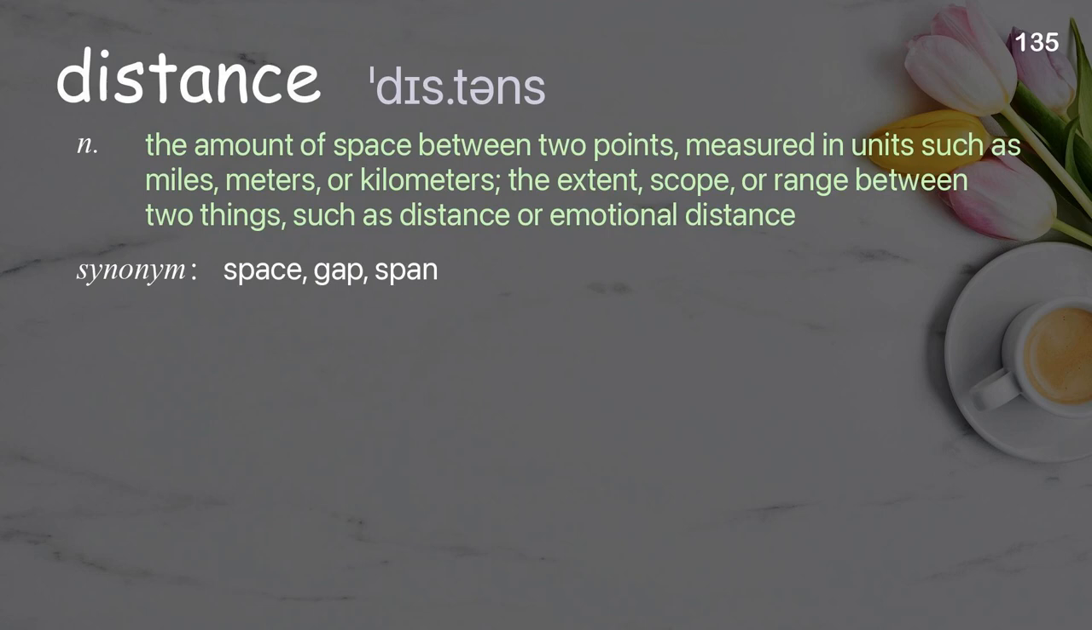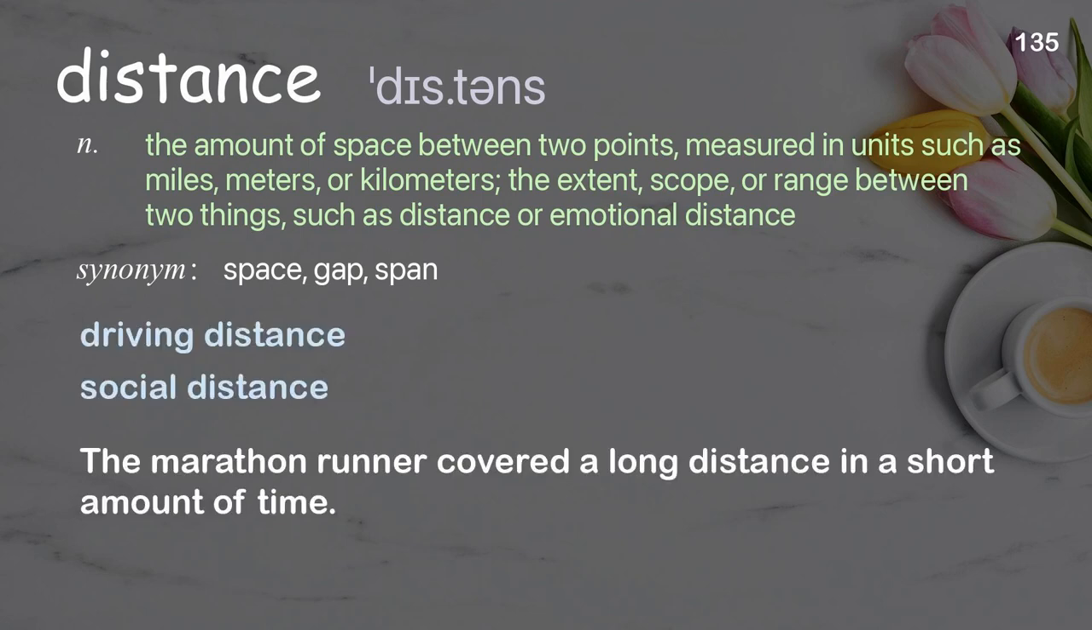Distance: the amount of space between two points, measured in units such as miles, meters, or kilometers; the extent, scope, or range between two things, such as distance or emotional distance. Examples: driving distance, social distance. The marathon runner covered a long distance in a short amount of time.